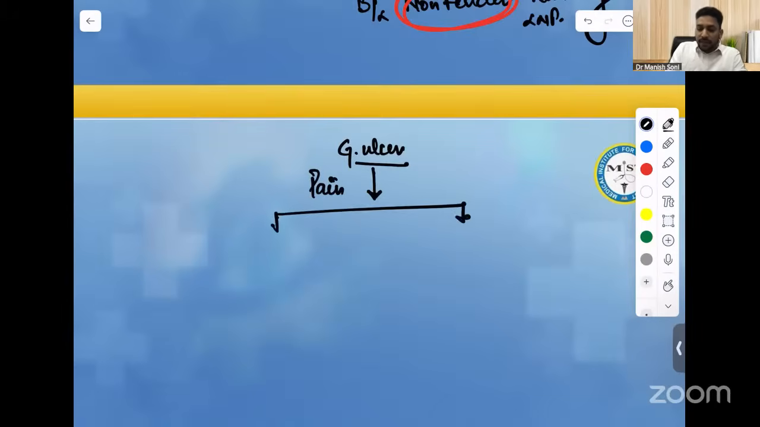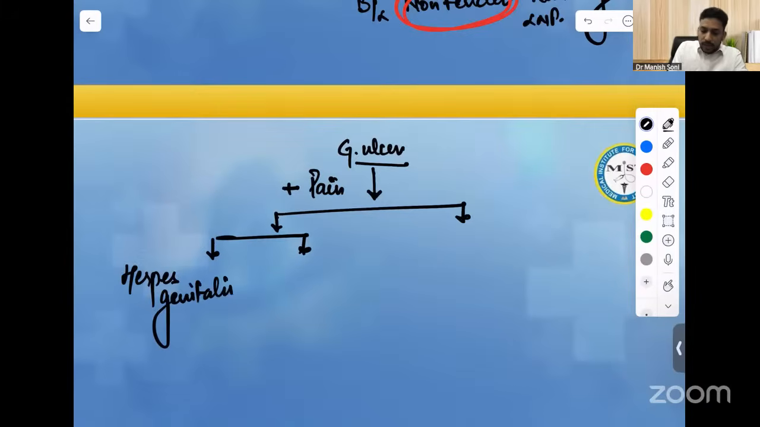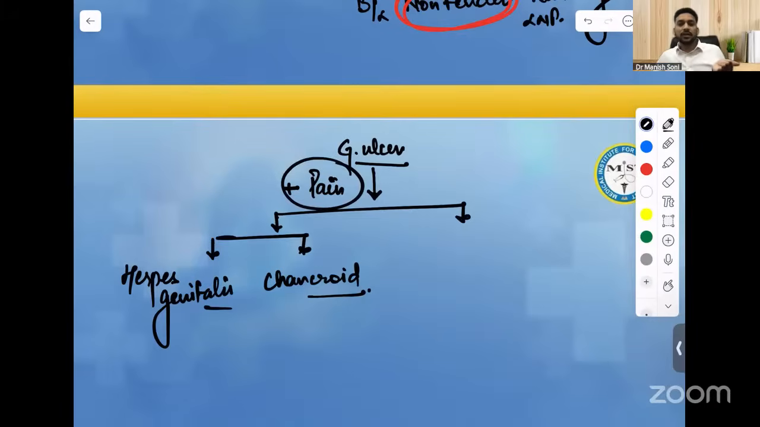So whenever you encounter a patient of genital ulcer, that is sexually transmitted disease, simply look for that genital ulcer and in the question, see if pain is mentioned or not. If pain is present, then there are two conditions which are very painful. One is herpes genitalis and the other one is chancroid. So if pain is present, you can very easily choose any one of these, herpes or chancroid.